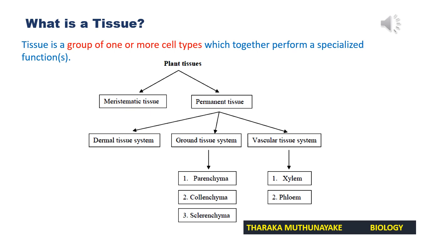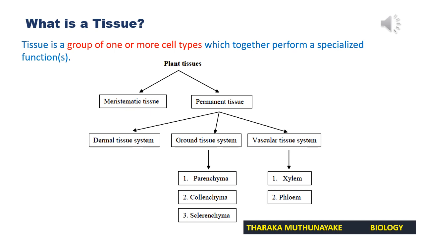After becoming permanent, most of the permanent cells can't divide, but some permanent tissue cells can divide later in the lifespan. We can discuss those later. Okay, then here these permanent tissues can be categorized into three different tissue systems. Those are dermal tissue system, ground tissue system, and vascular tissue system. We can discuss one by one later.